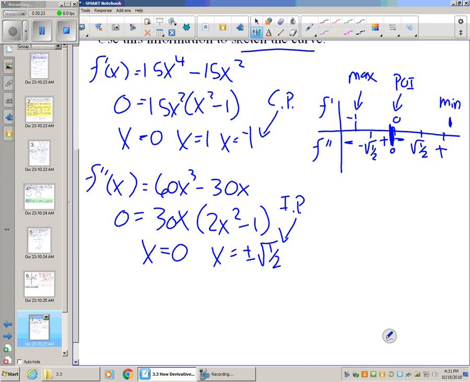Okay, so we have a maximum at -1, we have a point of inflection at 0, we have a minimum at 1, and we also have some other points of inflection, negative square root of 1/2 and positive square root of 1/2. Let's sketch that based off of that information.